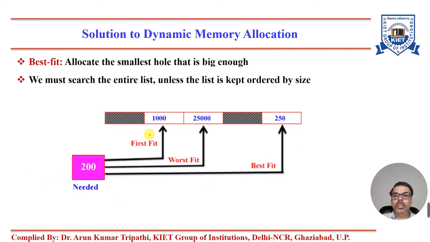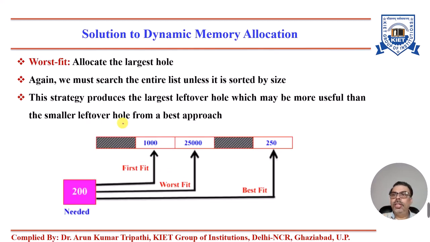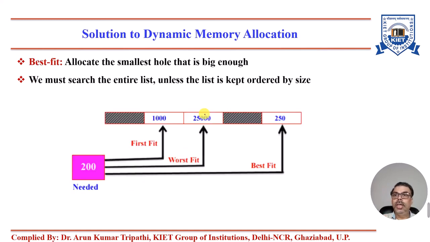Second technique is the worst fit. In the worst fit, it will search the entire memory location and find the largest hole, and allocate that 200 MB memory to that largest hole. So this is known as the worst fit.